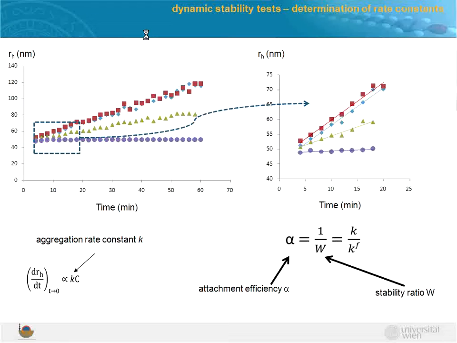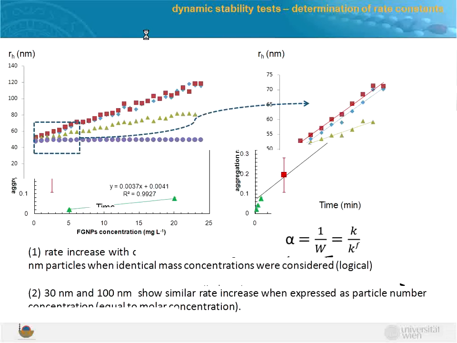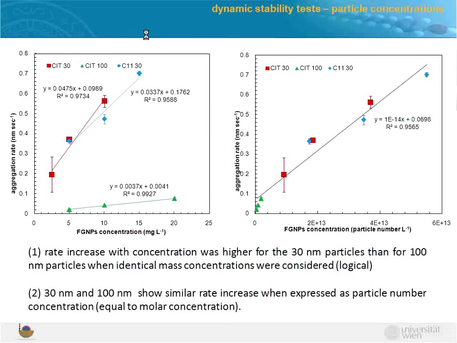And from this we can determine the aggregation rate constant, the proportional constant between the increase of size over time and the concentration of the particles. We can also extract the attachment efficiency, which is a factor that describes the proportion of the actual measured aggregation rate constant over the maximum achievable, the fast aggregation rate. Okay, so this is just a slide now to remind people of using the right concentration terms here.